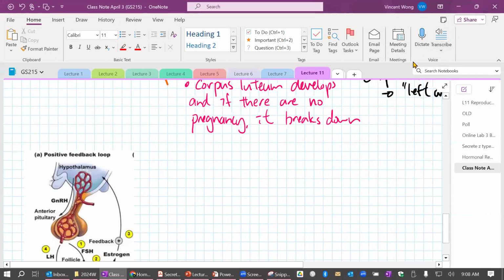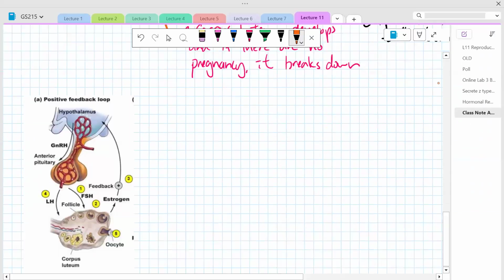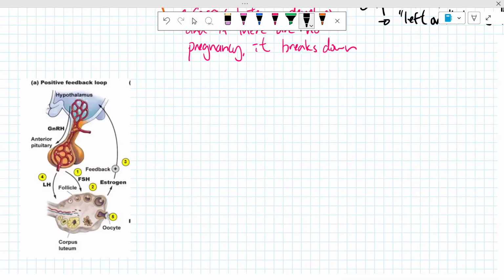Pen is not working. Give me a second. There we go. Okay, number 1. What happens in number 1? At the beginning, the hypothalamus secretes GnRH, which is a green light, a releasing hormone. Green light for the AP to release hormone.